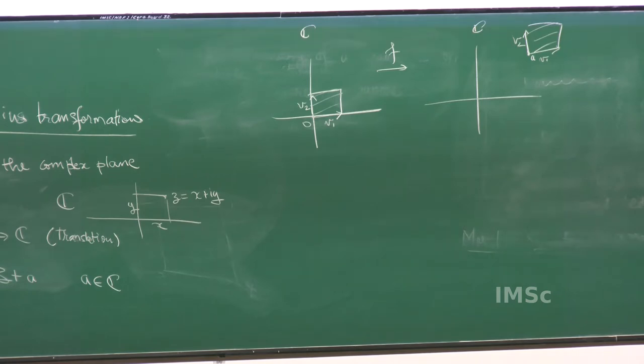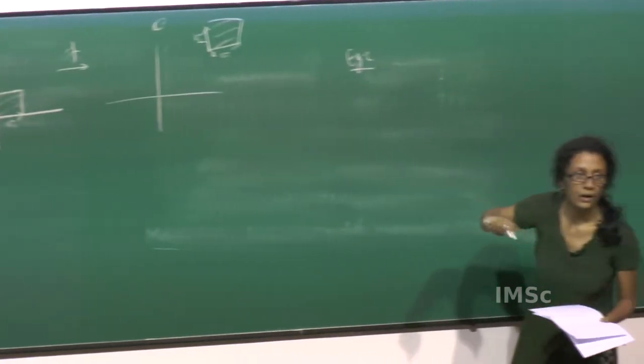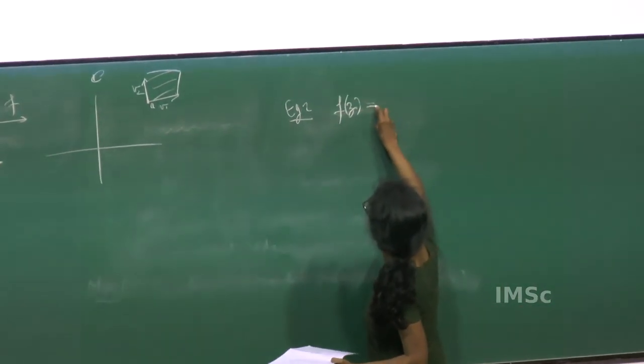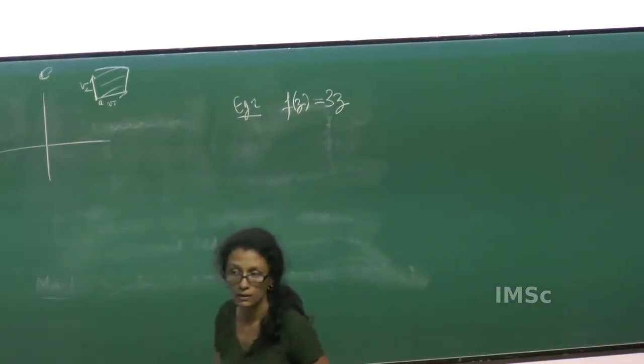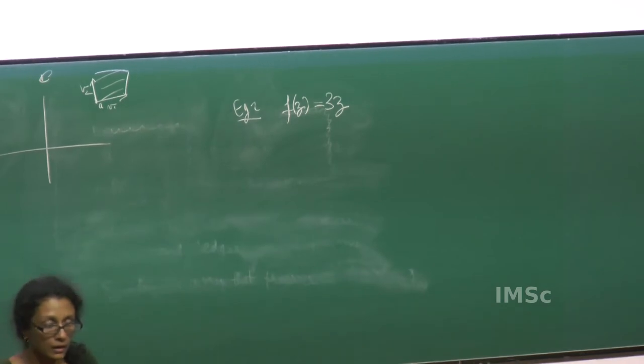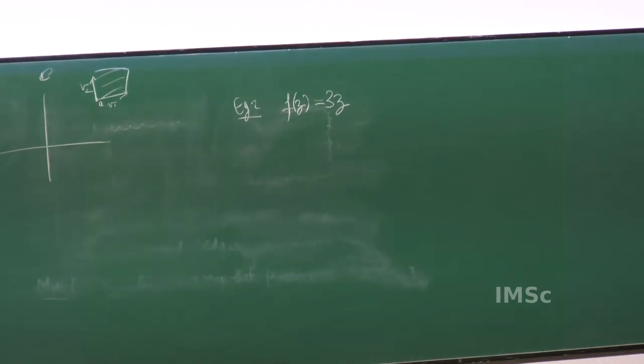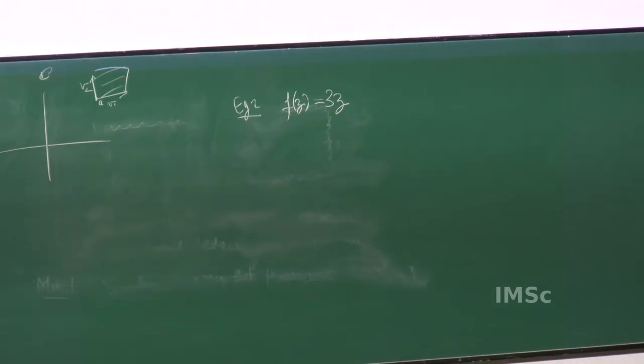Now the next example, do you have any favorite example of these kinds of smooth functions on the complex plane? Anything? Okay, what about something like 3 times z? How does this transform the plane? It expands. Is anything fixed? Origin is fixed, yes.